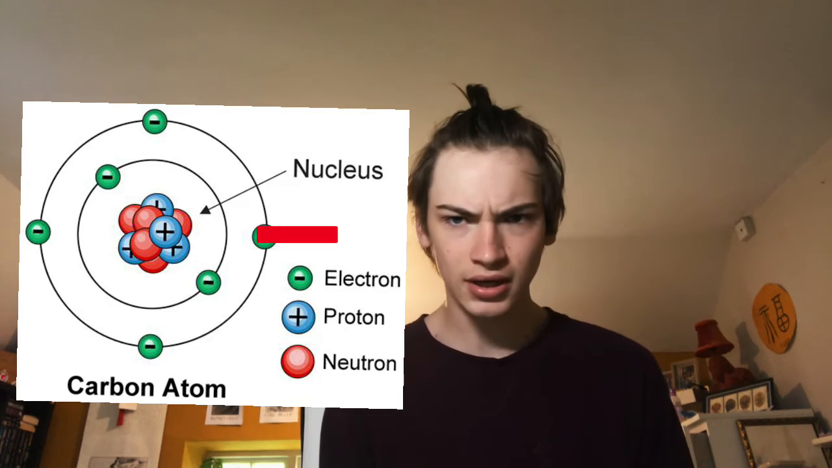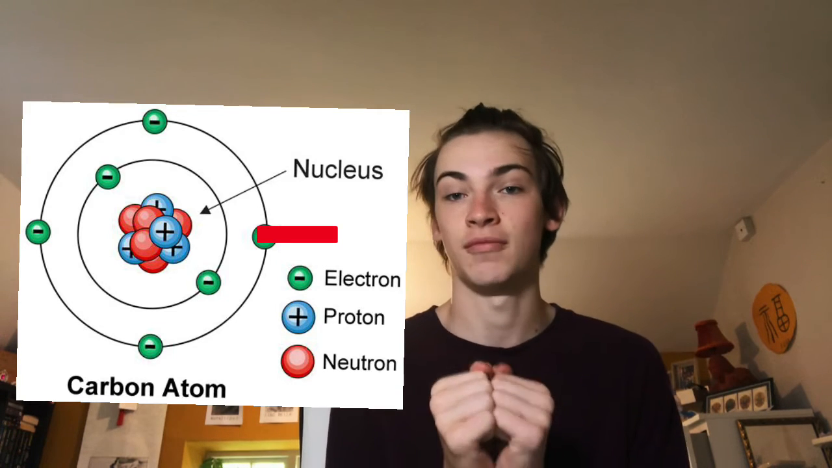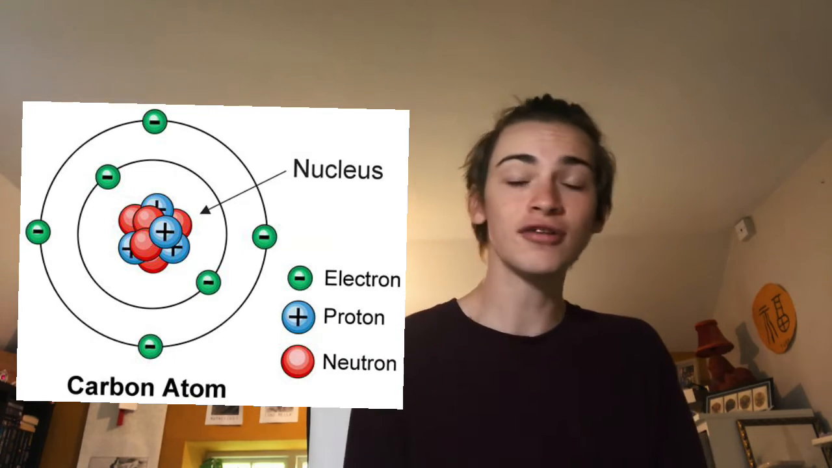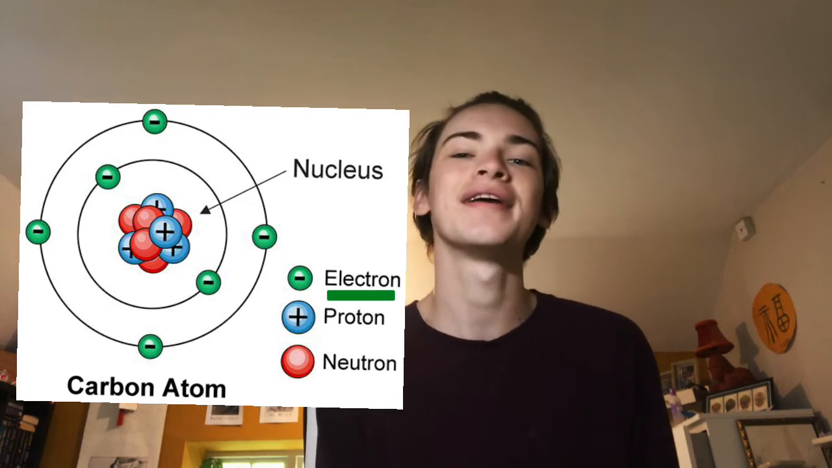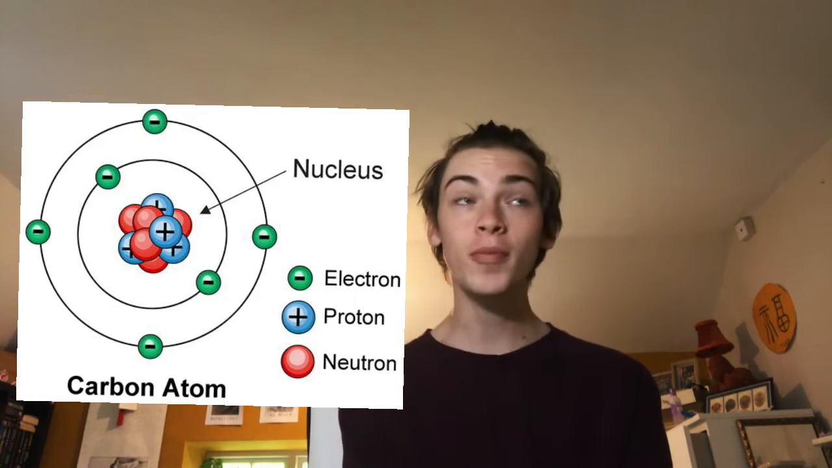So, whereabouts are all these particles? Well, we have a thing called a nucleus. Now, a nucleus is the centre of the atom, and it consists of protons and neutrons. And around it, floating around, having a party, are the electrons. The electrons orbit the nucleus, and they do that because they're attracted.